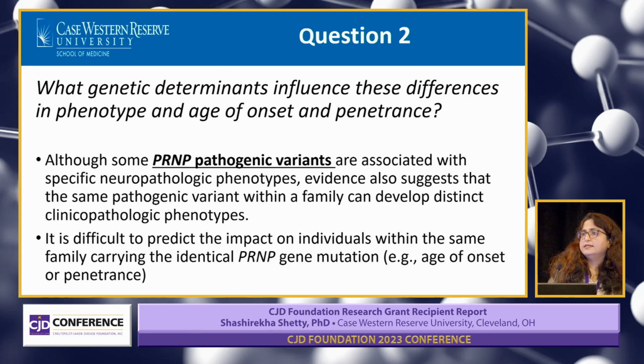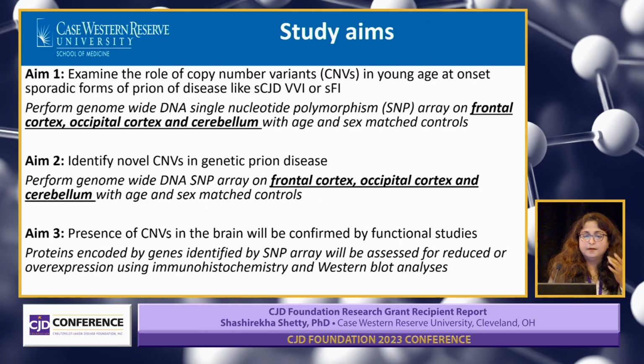The second thing is that the same mutation behaves differently within the same population. Why is that happening? Are there other genetic modifiers? I'm not going to go through this because it was something I put out for the grant. There are 3 specific aims: same thing, try to understand CNVs in sporadic disease, genetic disease, and the third is understanding the function.